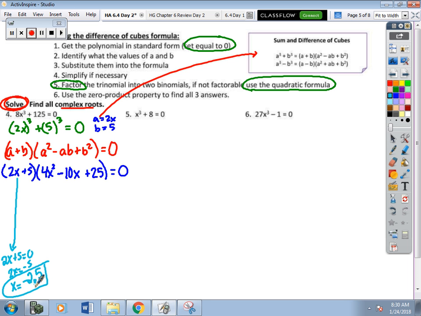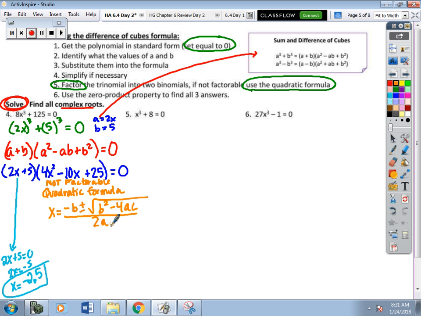Now, the other one, unfortunately, is not factorable. These never are. On the back, we'll see some that are factorable, but they're not the difference in sum of cubes. So if you have a difference or sum of cubes, this is not going to be factorable. So you have to use the quadratic formula. Which is, the quadratic formula is negative b plus or minus the square root of b squared minus 4ac all over 2a.